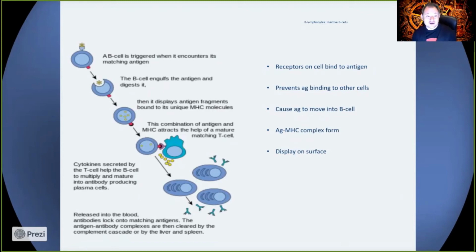When a T cell comes along, the combination of antigen and MHC attracts the help of a mature matching T cell. This has to be a matching T cell with a receptor that will fit that antigen that the B cell is holding on to. This will stimulate the T cell to release cytokines into the blood to activate both B and T cells. But it will also stimulate the B cell in question to mature, to turn into plasma cells and memory cells and release antibody into the blood where it can find and destroy the infection.